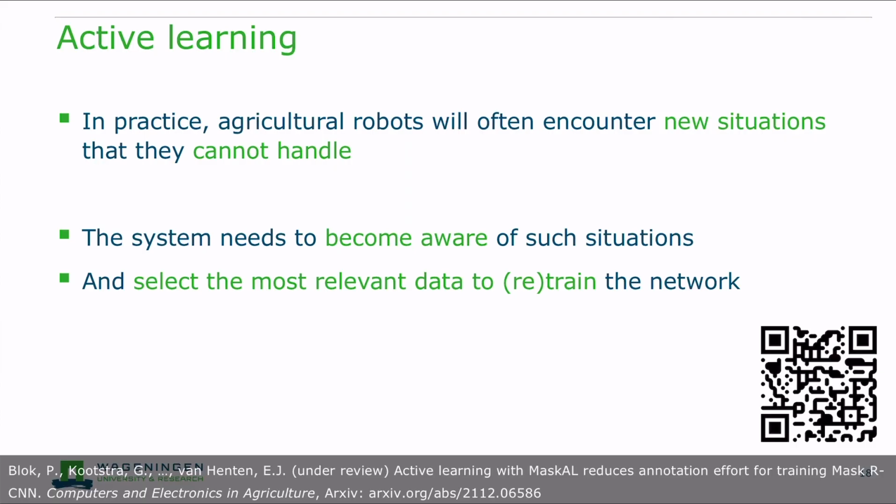So that's where we need to move into. Now, one way to help us doing that is something that's called active learning. So in this study, we developed a method that helps the system to choose training samples that are most valuable when the robot encounters new situations that it cannot handle yet. This requires that the system becomes aware of such situations so that it can actually select training data that's useful.